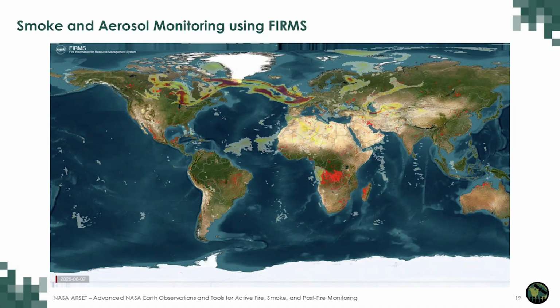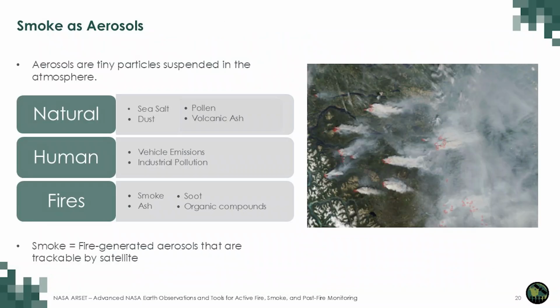Great, well, welcome to this demonstration on using NASA FIRMS to monitor smoke and aerosols. By the end of this session, you should know how to use FIRMS to track smoke from routine fire events all the way up to extreme pyrocumulonimbus or fire-induced events that can inject smoke into the atmosphere.